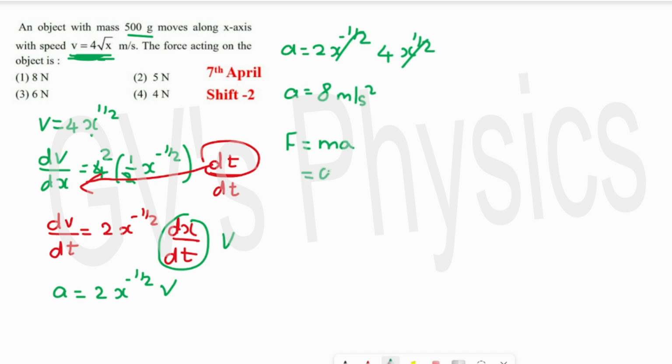Mass is 500 gram, which is 0.5 kg, and acceleration is 8. So this is 4 Newton. Okay, so we'll check the option. Option 4 is the right answer.